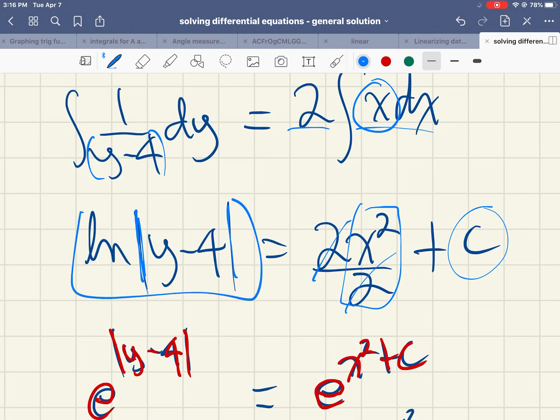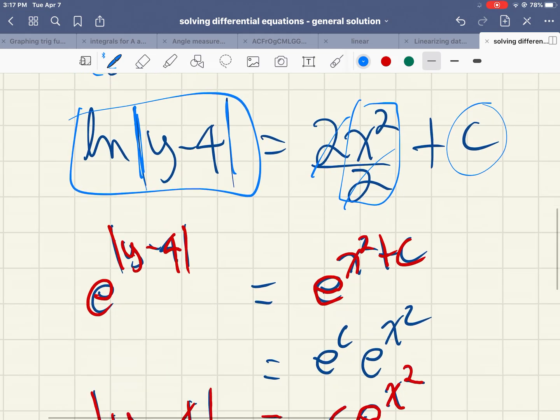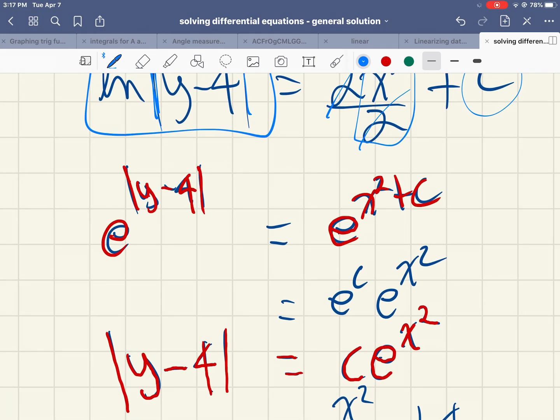So, what's the inverse of ln? E. So I raise e to the y minus 4 in absolute value terms. Now, I don't know if I've got the positive y minus 4 or the negative y minus 4. I don't know that yet. And I won't, because it's called a general solution. I don't have a specific point to work with. So then I have e to the x squared plus c.